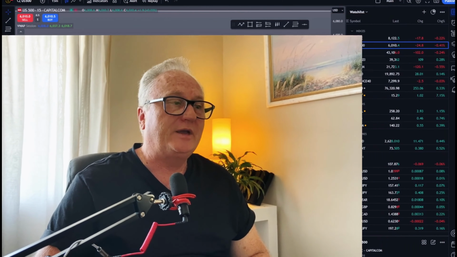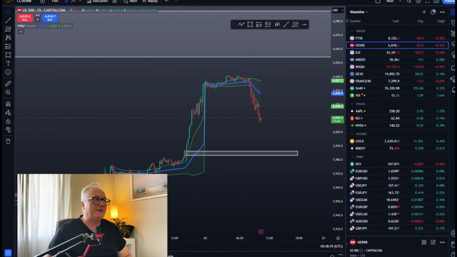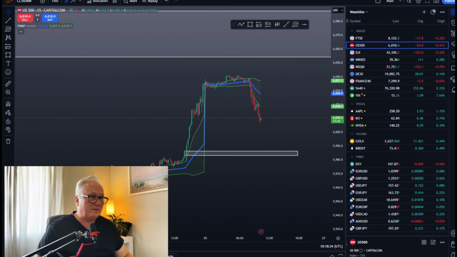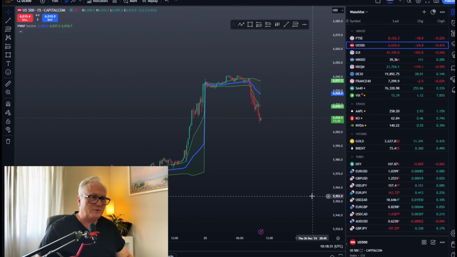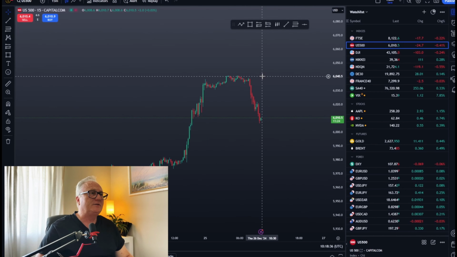So guys, that's how we trade. Fundamentally, we trade with a standard stop loss, making it so much easier and so much less hassle. So if I take you here and I say, let's get rid of the VWAP. Remove 4 drawings, remove 1 indicator. So now there's your US 500.